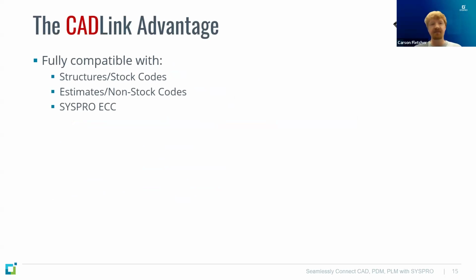Okay, so CADLink. There's a couple of options for this kind of integration. The CADLink advantage is really in a couple of different areas. One of them is compatibility and features. CADLink is fully compatible with structures and stock codes in SYSPRO. So if you want to use CADLink to create stock codes, create structures, update stock codes, update structures, you can do that. We can go directly from a CAD model or an engineering system to update or create those materials. But we're also fully compatible with estimates and non-stock codes.